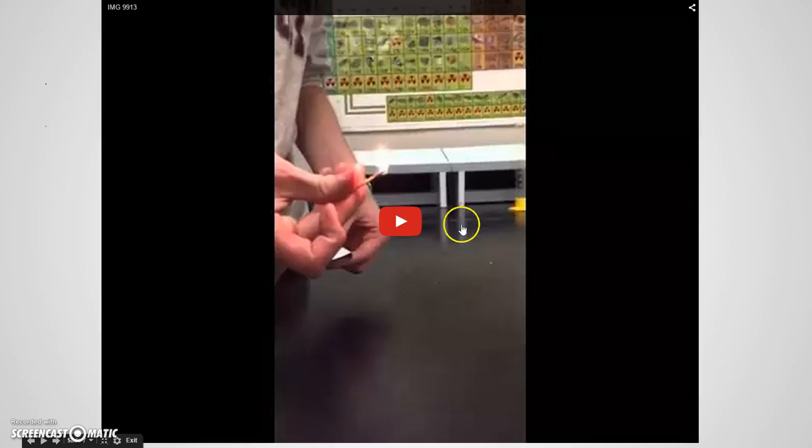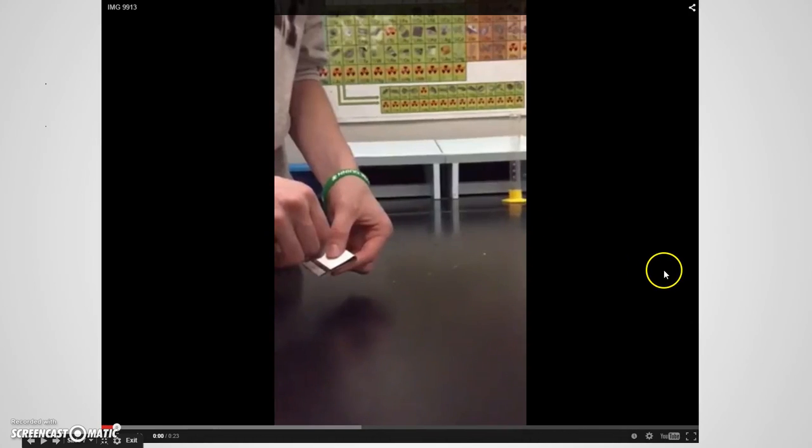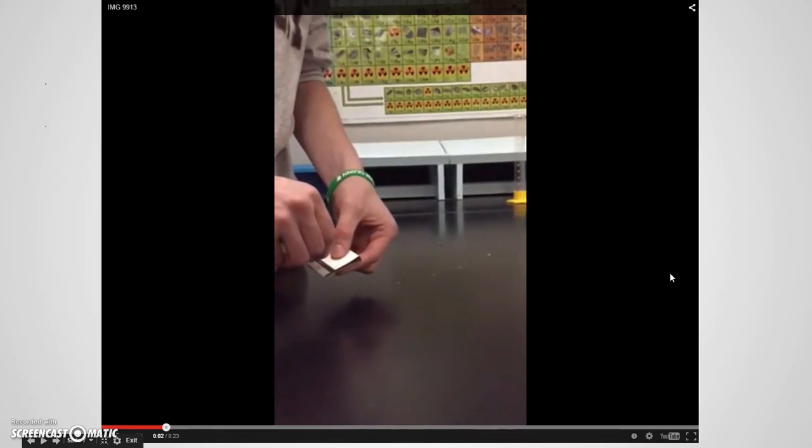In this situation, the heat from the friction of striking the match is what gives the reaction enough activation energy. Here's a video of me lighting a match to demonstrate activation energy. As you can see, the friction from striking the match causes the potassium chlorate and phosphorus to react.